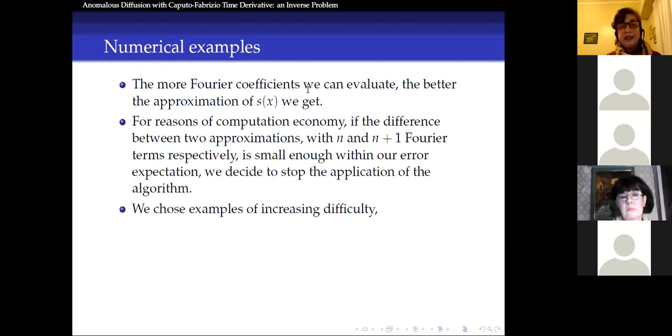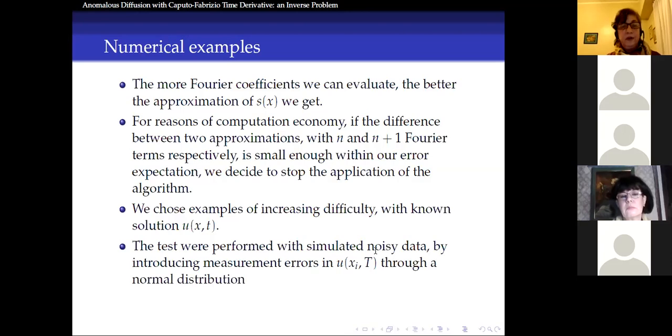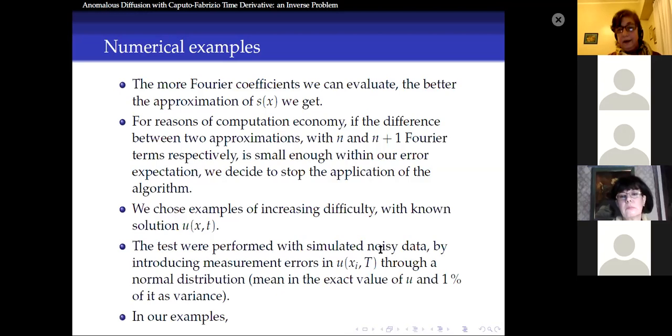We chose examples of increasing difficulty with known solution U, to test how the procedure performs. We introduced noise in the data. We simulated measurements of concentration with a normal distribution and a sort of error with 1% of variance. In our example, the normalization factor is 1.